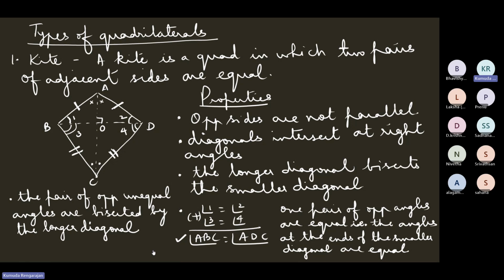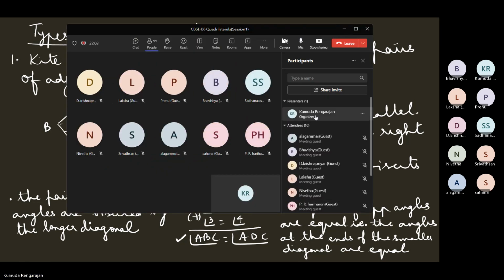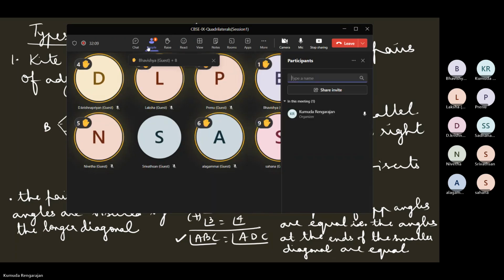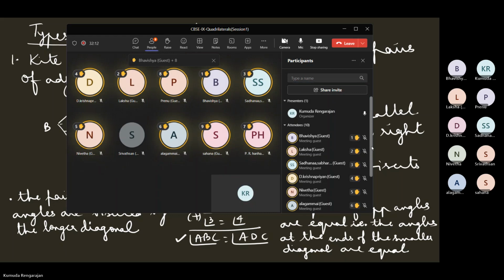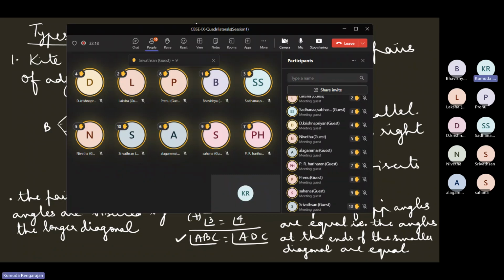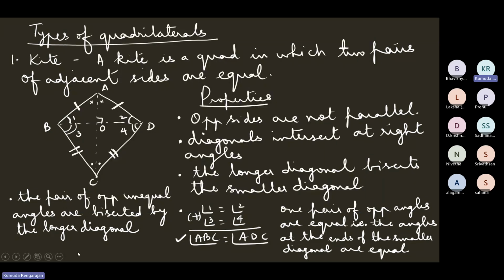Children, use the emoji. Raise your hand. Bhavashya, Laksha, Sadhna Sabarna, Krishna Priyan, Niveda, Aragammai, Hariharan, Prenu, Sahana, and Srivatsan. Very good. Thank you, children. You may lower your hand.